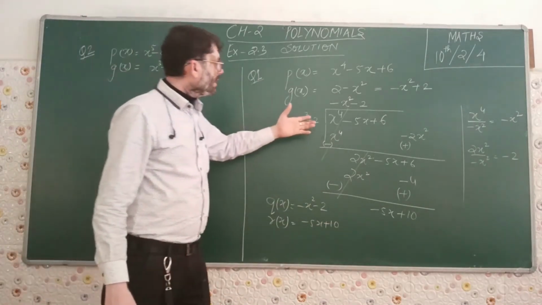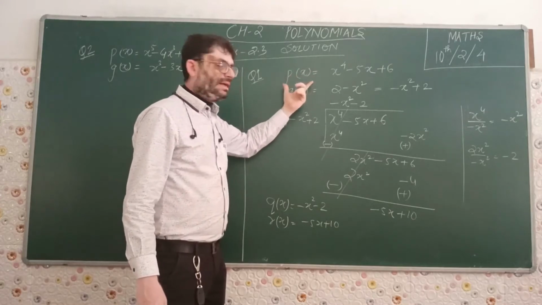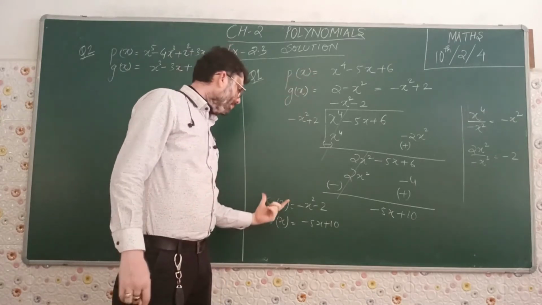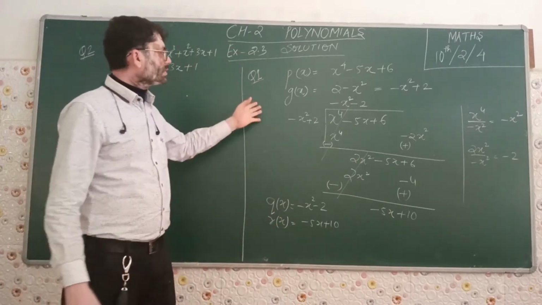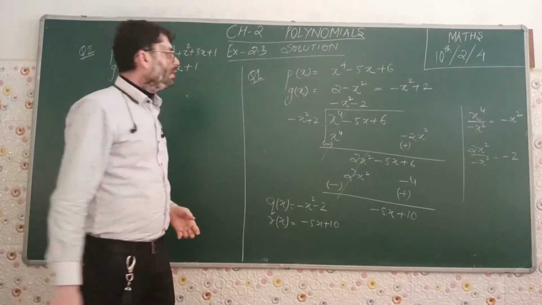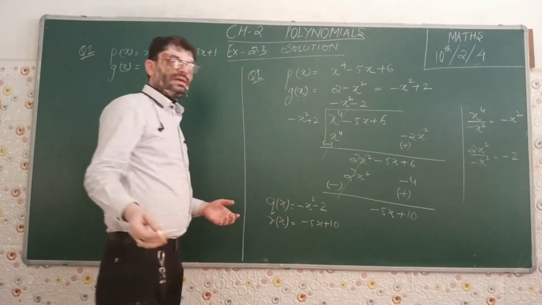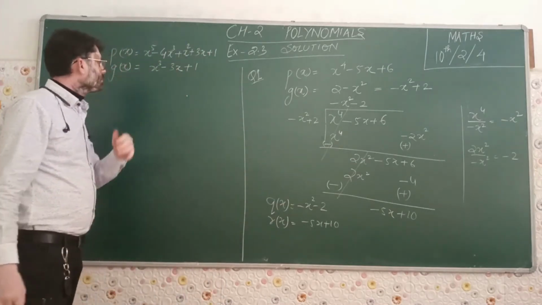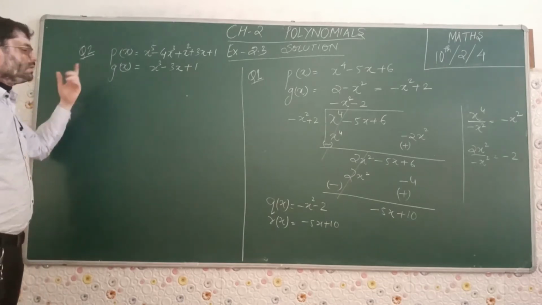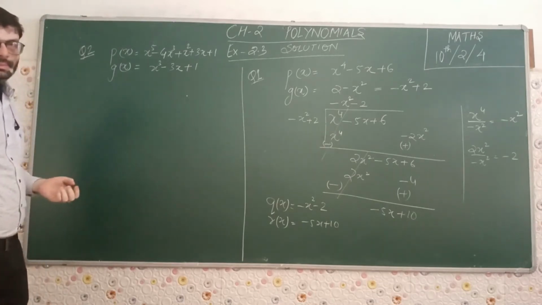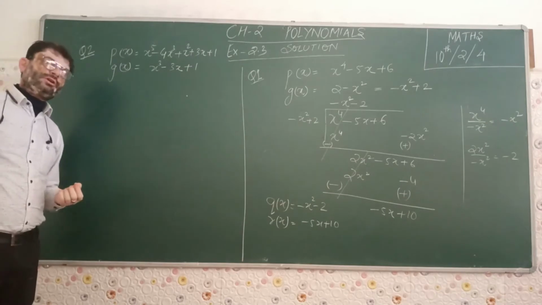This way we divide a polynomial p of x by g of x in order to obtain q of x and r of x. There were 3 bits in this question. I have considered only 1 bit. The rest 2 bits are for your practice purpose. Then moving on to question number 2. Here also we have 3 bits. 1 I am solving and 2 is for your practice.